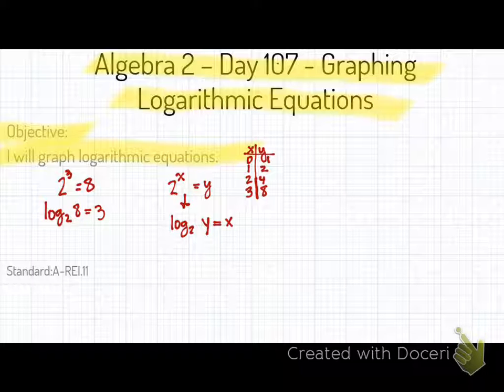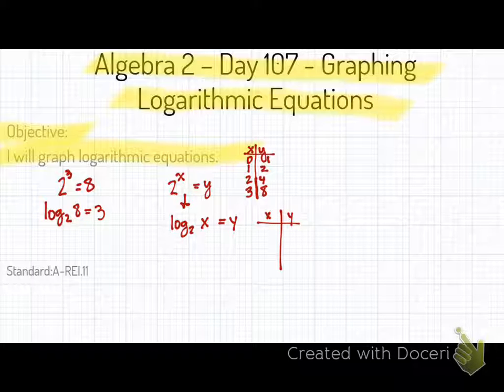Good. Now, remember what I said about logarithms and exponential equations? What are we supposed to do with them? Switch the x and y. So I'm not going to keep x and y up here. I'm going to switch x and y. So it says log base 2 of x is equal to y. Okay? And now I'm going to take this and make an xy table here.